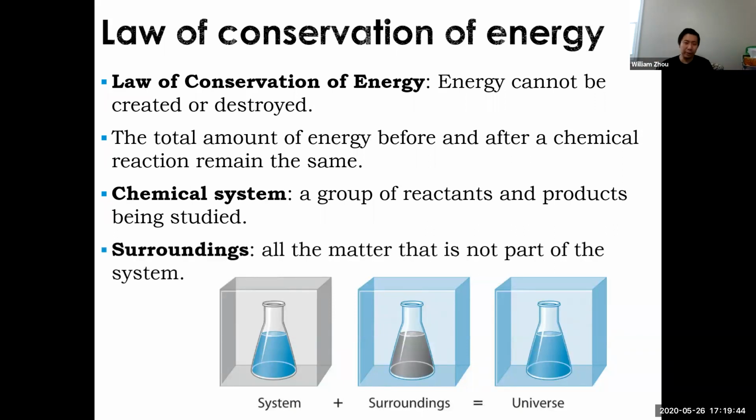Surrounding. If that content in that flask is your system, then the lab bench behind you is the surrounding. The person next to you is the surrounding. The flask itself is the surrounding. Right? And if you just combine the system and the surrounding, you have the entire universe. Does that make sense? We need to distinguish between the system and its surrounding. When we talk about the system, we talk about the chemical reaction being studied. The surrounding is everything outside of that.